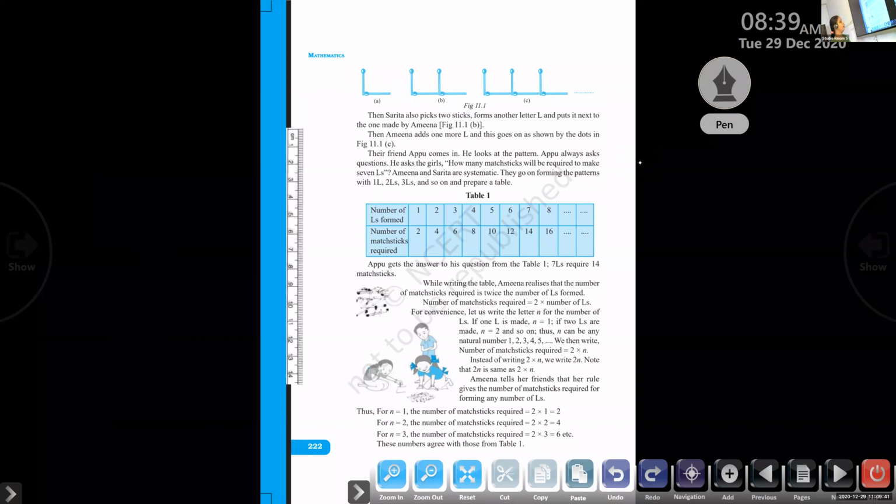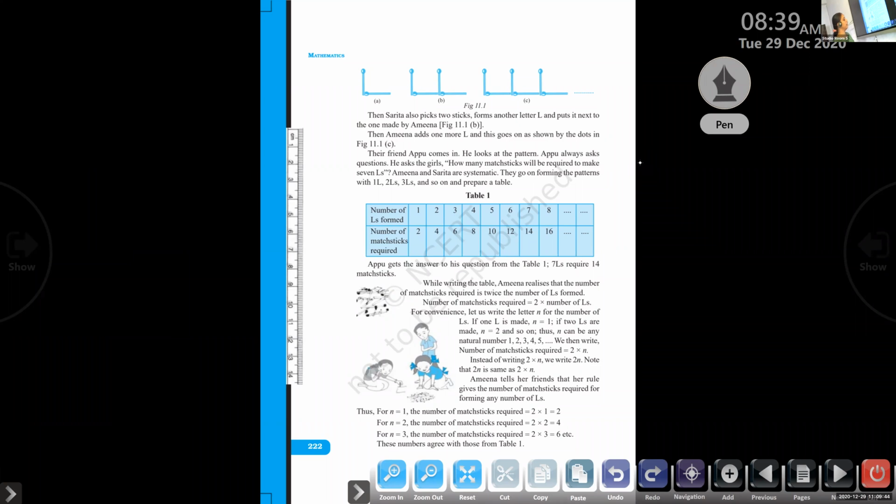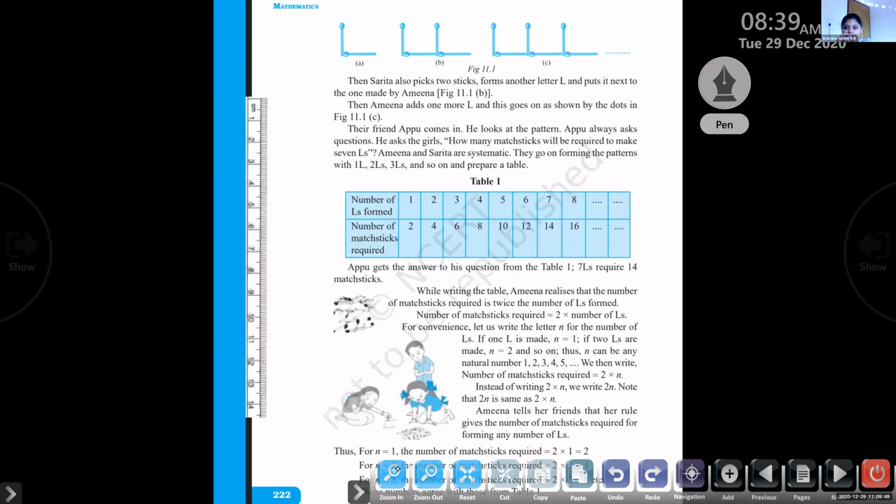Number of L's formed equal to 1 L. Can you see? Yes, ma'am. Number of matches required? 2. So 2 L's, number of matches required? 4. 3 L's, 6. 4 L's, 8, like that. So it is double. So instead of writing everything together, we wrote a formula like this.